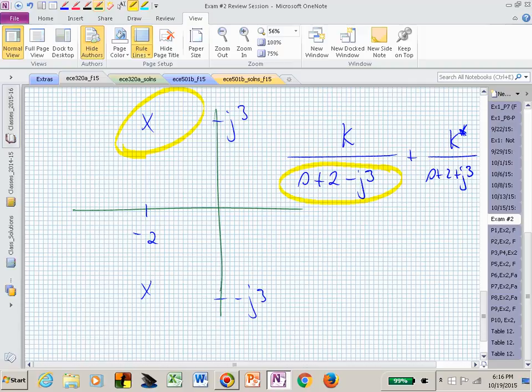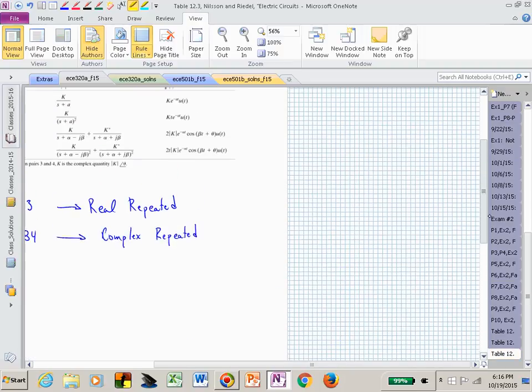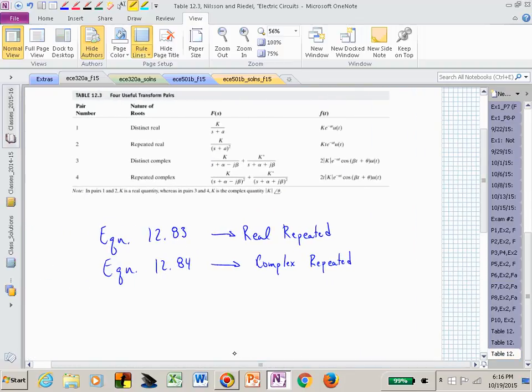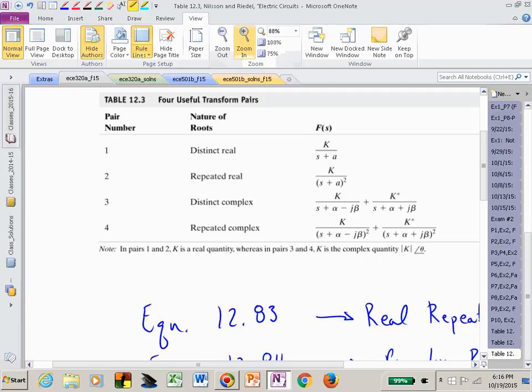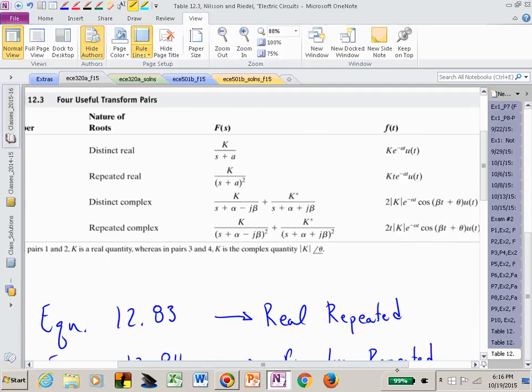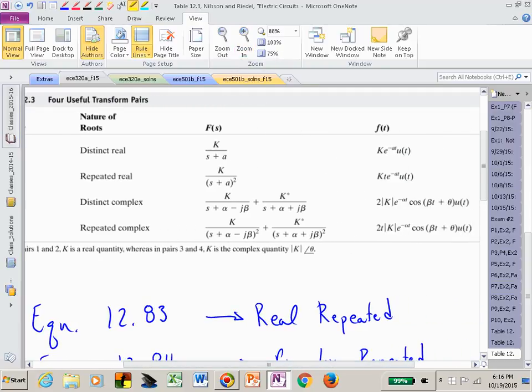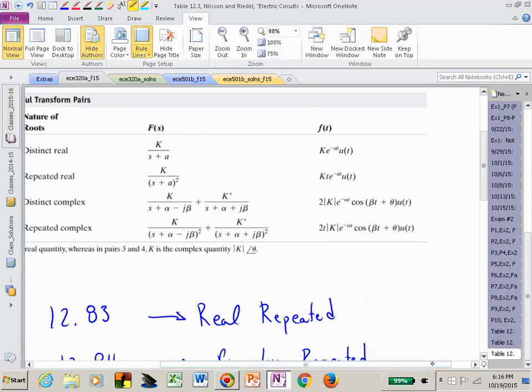So you don't have to rederive what I derived in class. I think the question was, if you know K, and K is a complex number, a magnitude and an angle, then you can immediately use this formula. You can now use row 3 in table 12.3 to go into the time domain expression.